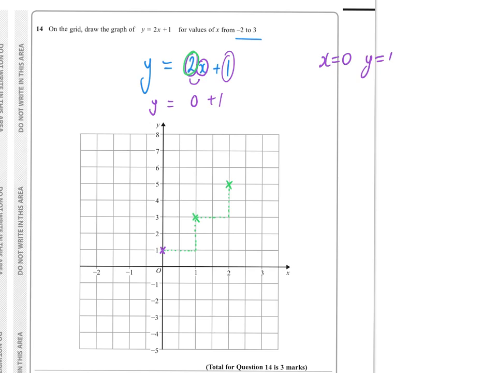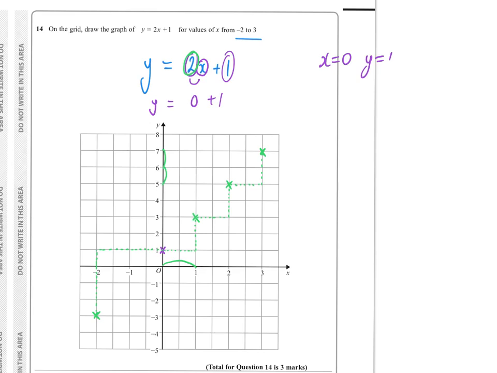Now from here I could have gone back 2 and down twice as much, which is 4. So 1, 2, 3, 4. Now I've got to graph this from -2 to 3, so I can just go along one more and up 2. Notice that this is going up by 1 here for each square, whereas this is going up by 1 for each 2 squares. And then I can just draw my line through these crosses. I don't have to have them all.